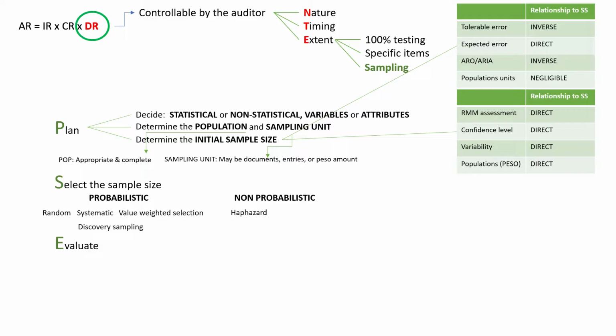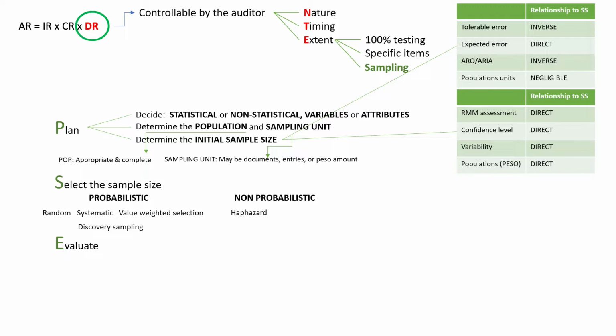Haphazard selection means that there will be no biases, ideally. No? So the auditor does not endeavor to include or exclude certain items. Imagine pulling out a cabinet and just taking out documents from that cabinet. That is haphazard. That's not random.